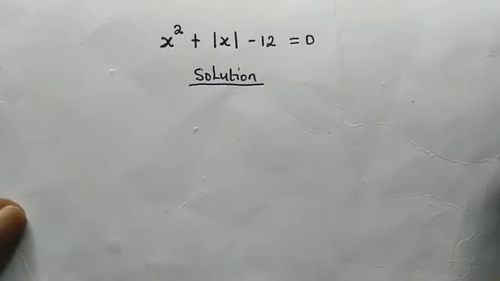We have an interesting equation here involving the absolute value function. We have x squared plus the absolute value of x minus 12 equal to 0. And in this video, we're going to solve for all possible values of x.